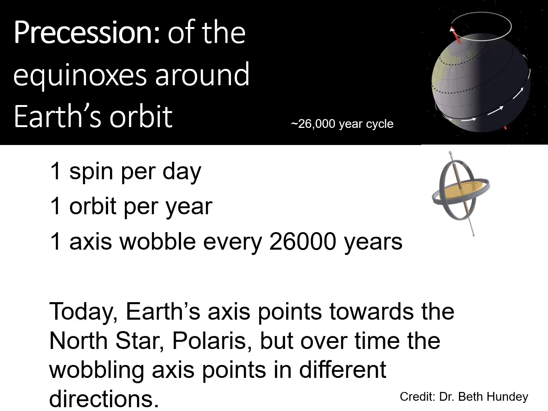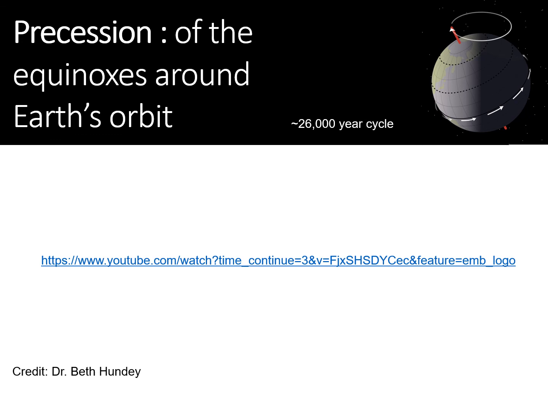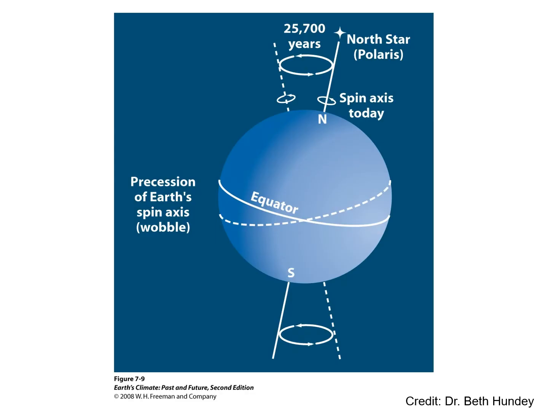The last is the precession of the equinoxes around the Earth's orbit. Like a top, the Earth wobbles as it rotates. One axis wobble occurs every 26,000 years. Watch this video of wooden tops to better understand the Earth's wobble. This slide illustrates what the wobble looks like.